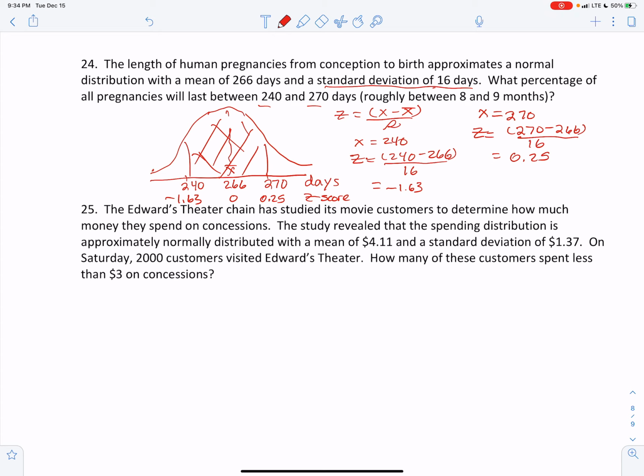Now, next I have to find the areas to the left of these z-scores. So that negative 1.63 on the table of negative z-scores, I'll go down to negative 1.6. And across the top, I'll find hundredths, the 0.03. They have an area of 0.0516. Now that measures the area from the z-score to the left.